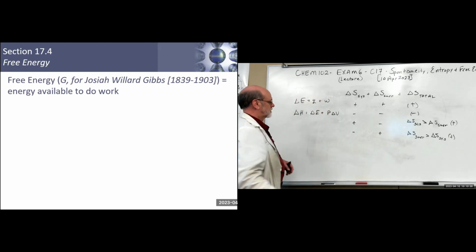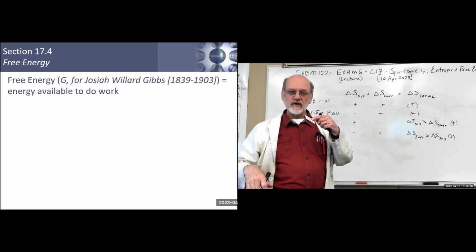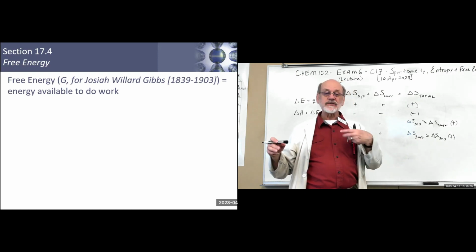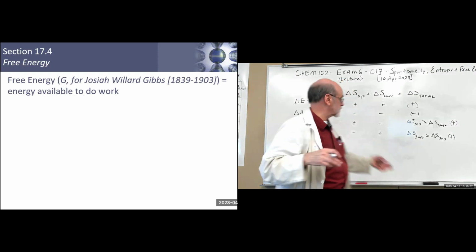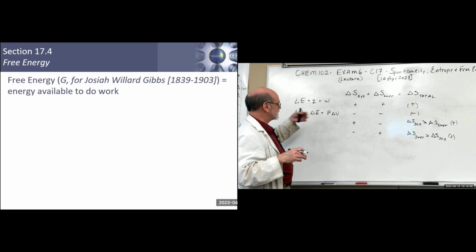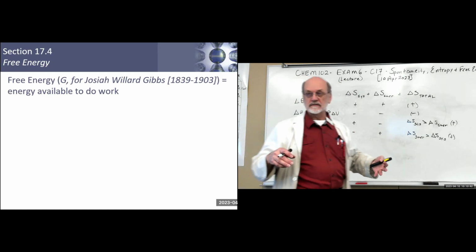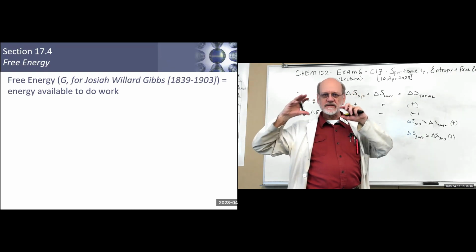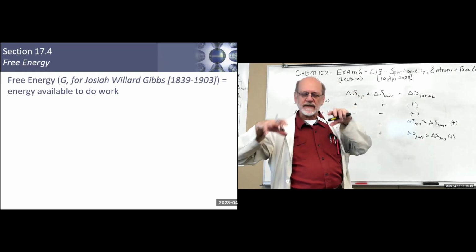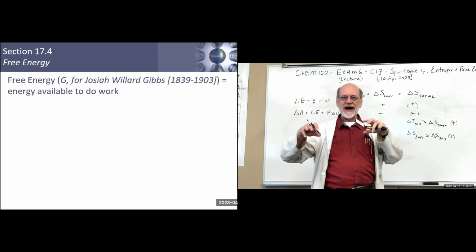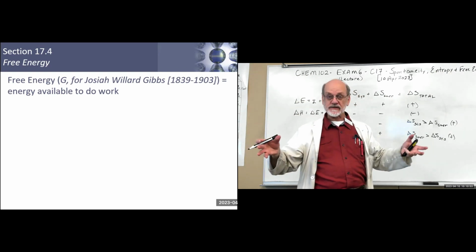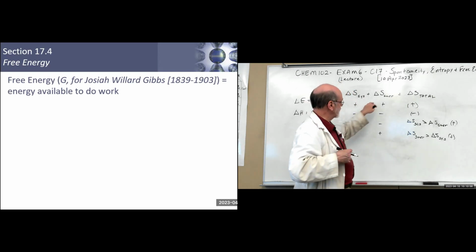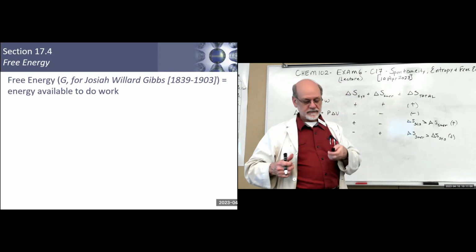We can do that. What Gibbs wanted to know was, as a practical matter, how much of this energy is available to do work? And that's a maximum theoretical amount. How much is the maximum amount of work that can be performed by a given process, taking into account all these factors, including entropy.